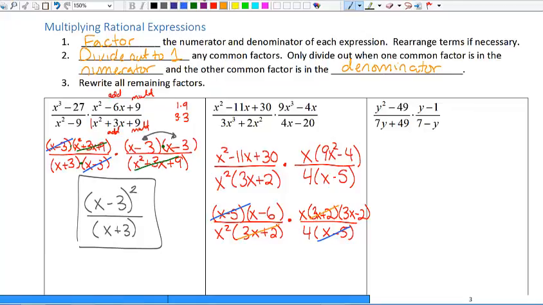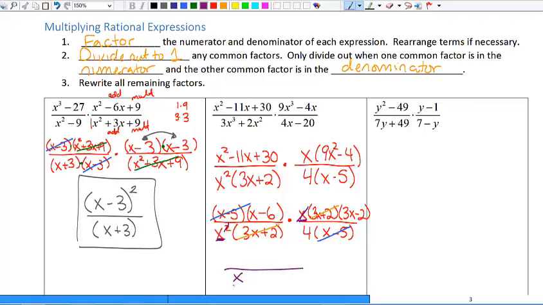I also see, which is a little tricky at times, that there is an x here and an x squared here. Remember, x squared just means 2 copies of x. So if I have 1 copy of x in the top and 2 copies of x in the bottom, once I divide out, I should have 1 copy of x left in the bottom.